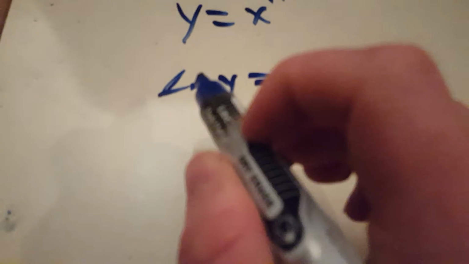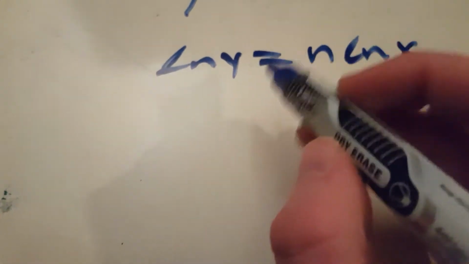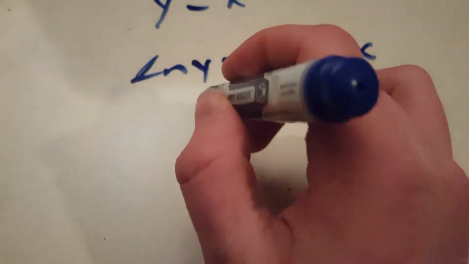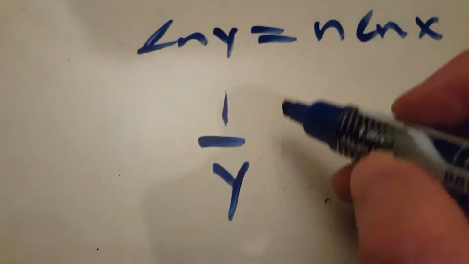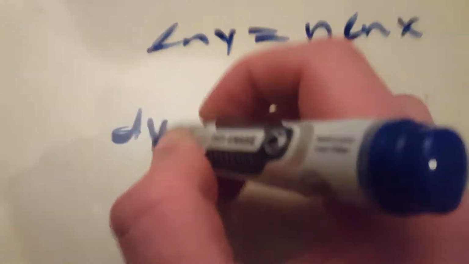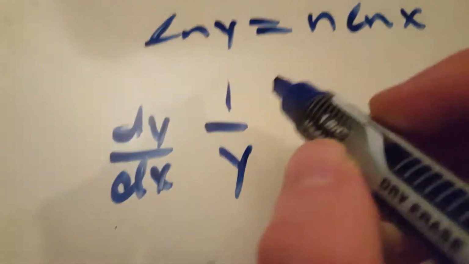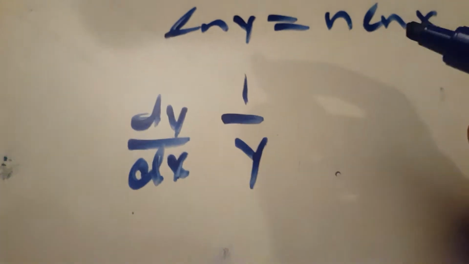Now, once we take our first derivative, let's start with the ln of y. When you take the derivative of the ln of something, you're going to write 1 over that variable, or number, whatever. So we have 1 over y. And because it's implicit differentiation, we also get a dy dx out of it. That's the same as writing y prime.